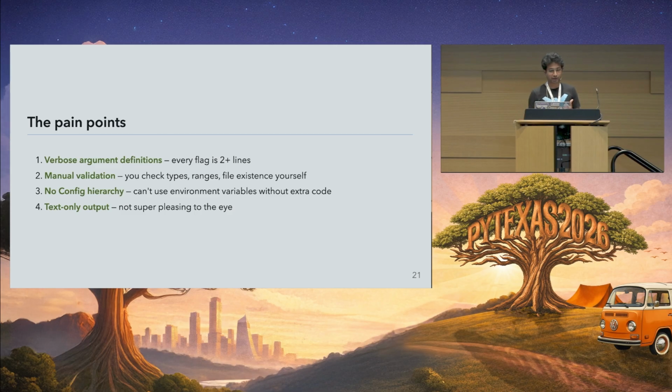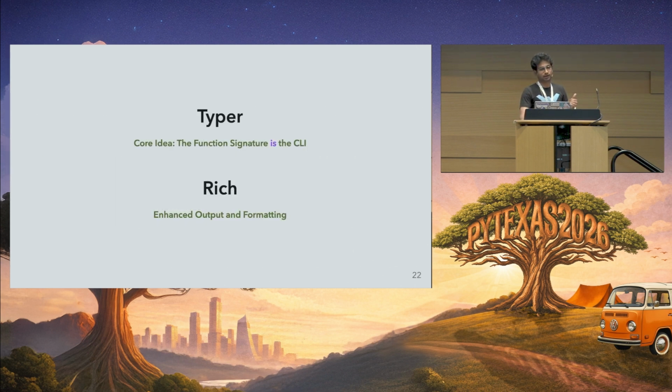There is a lot of manual validation that you have to do. There is no config hierarchy that we talked about. And the text-only output basically means that you don't get excited to use this tool, in simple language. So now we have these two packages, which are typer and rich. These two packages are not competing with each other. They are actually complementary to each other. I think of typer as for the input that you write, for the developer, and rich is for the output, for the user.